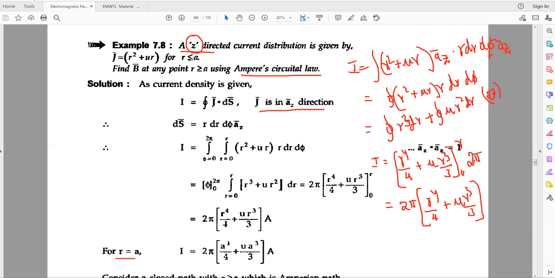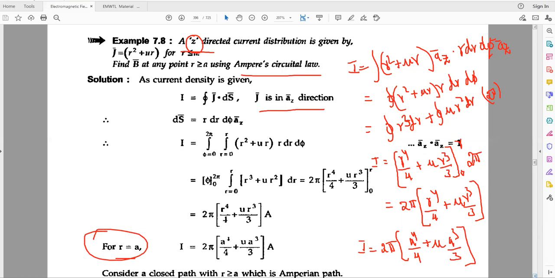As r is equal to a, we are saying it is an equal-to condition also. The I becomes 2 pi into a to the power 4 by 4 plus mu into a cubed by 3, when I consider r equal to a. Got it, my students?